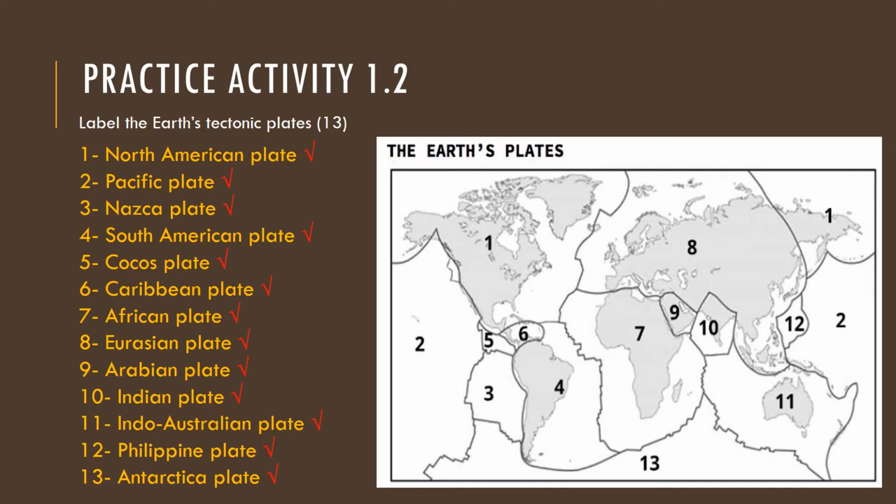Number 7, African plate. Number 8, Eurasian plate. Number 9, Arabian plate. Number 10, Indian plate. Number 11, Indo-Australian plate. Number 12, Philippine plate. And lastly, number 13, Antarctica plate. All of this is out of 13 marks.